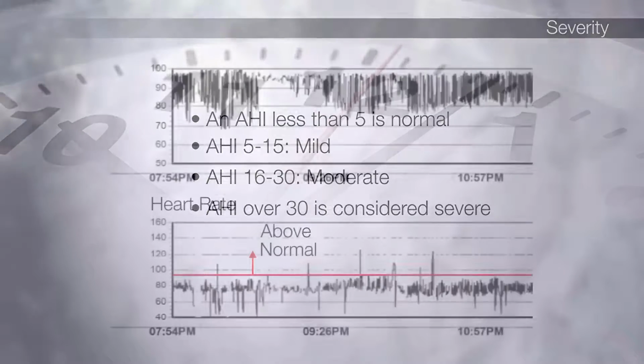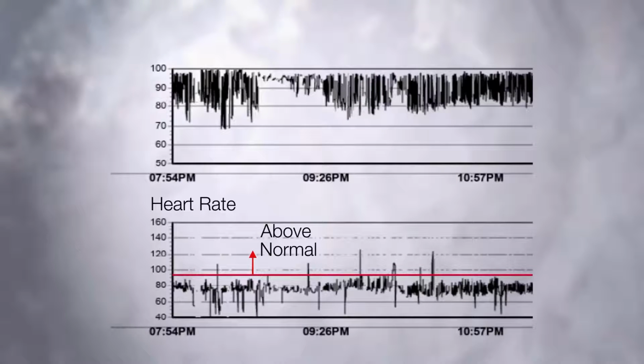The diagnosing sleep specialist also considers other parameters measured during the sleep test, including heart rate and the number of times the patient's blood oxygen levels drop, and the amount of time blood oxygen levels reach critically low levels.